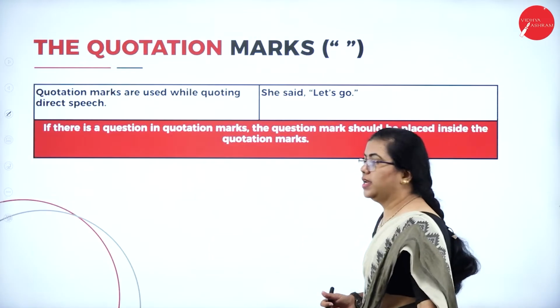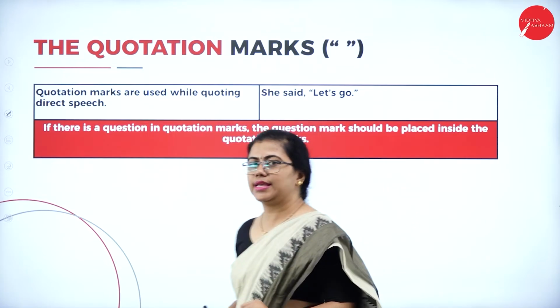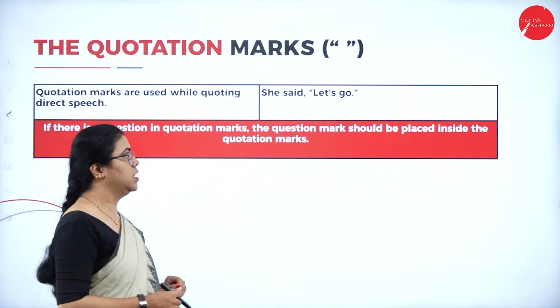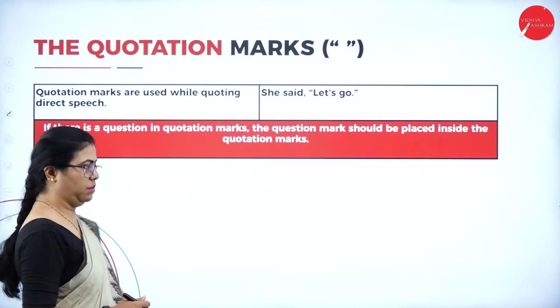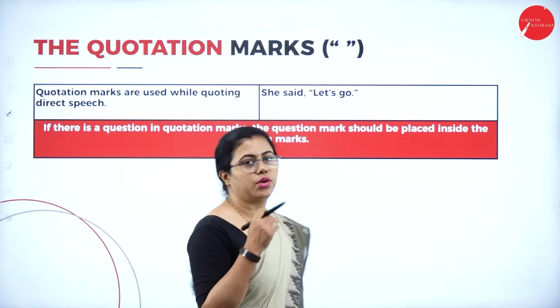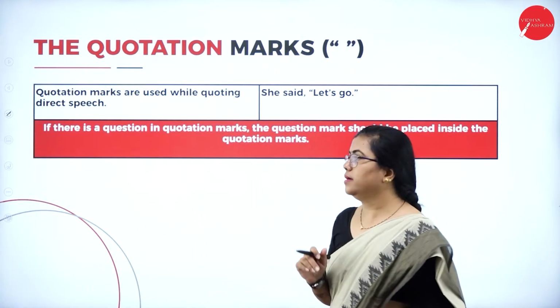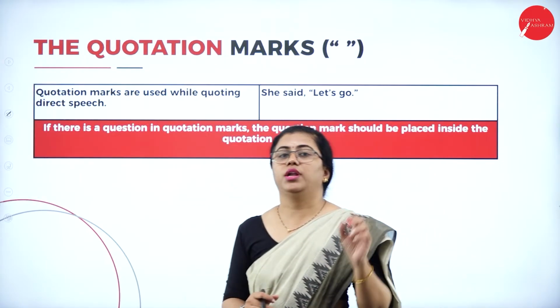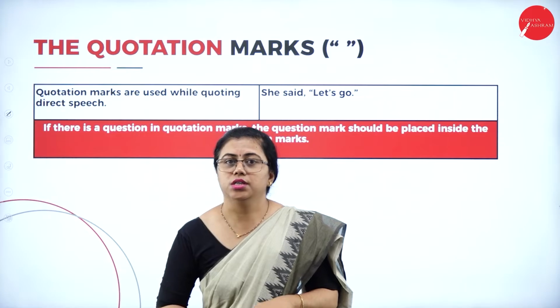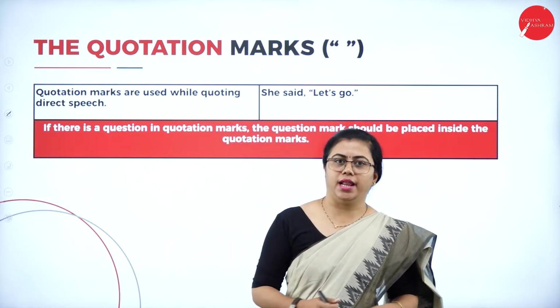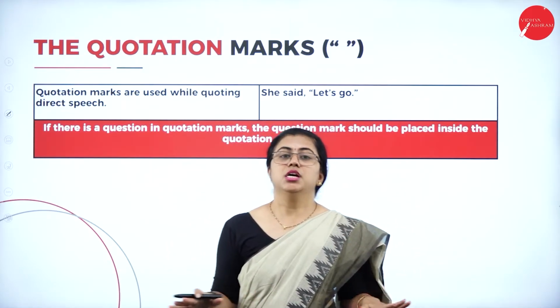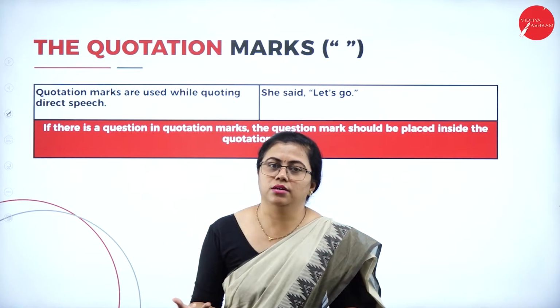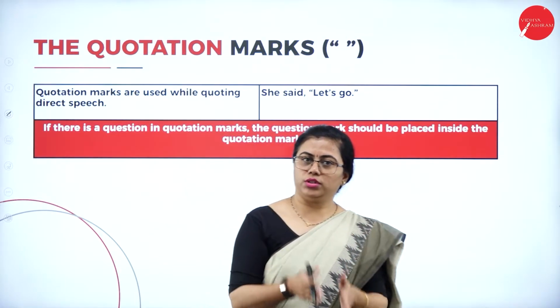Then we go to the quotation mark. This is actually very important. Most commonly we make mistakes here, whenever we are using this quotation mark. So where are they used? These quotation marks are used whenever we are quoting the exact words of the speaker. Suppose I am telling a dialogue, I am talking something. Whatever I say, you have to quote the same thing.